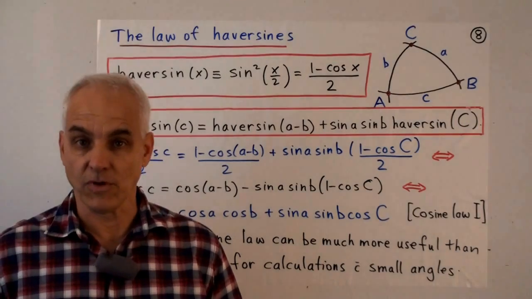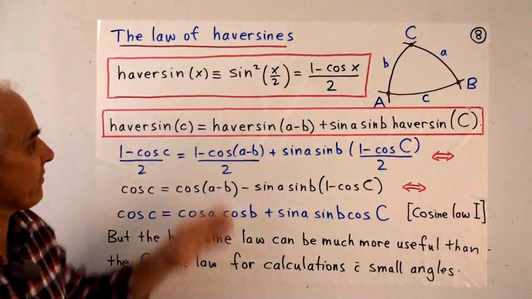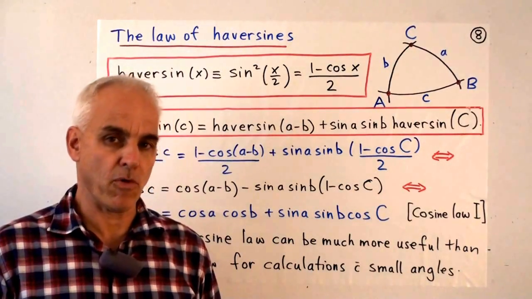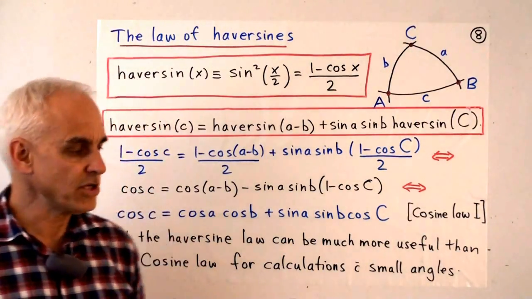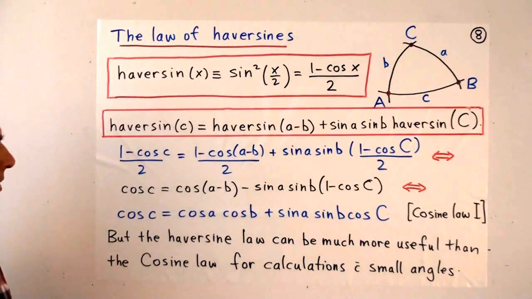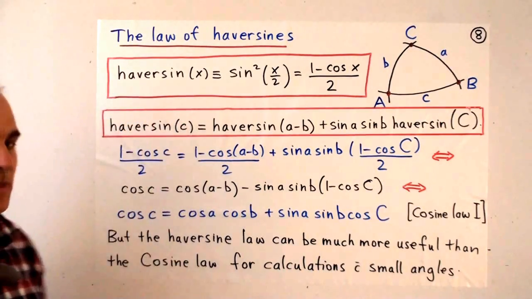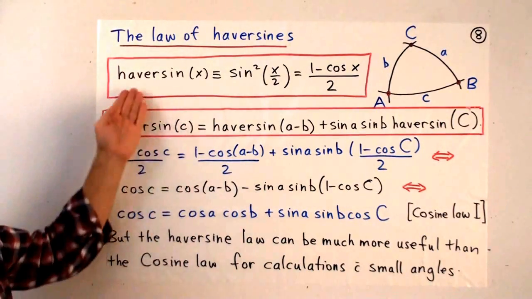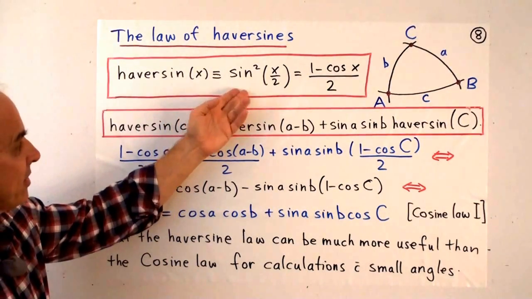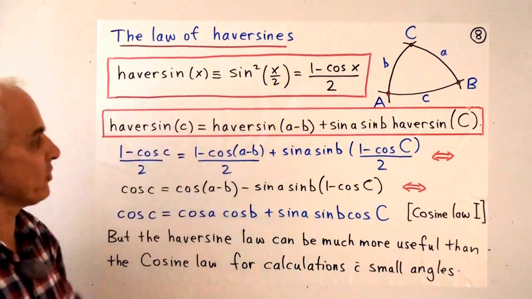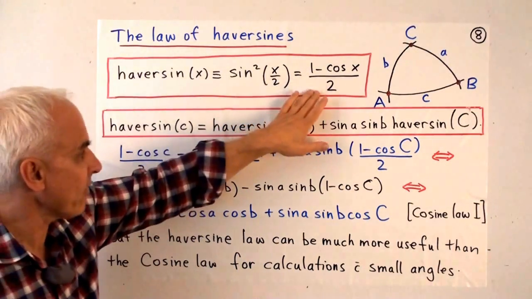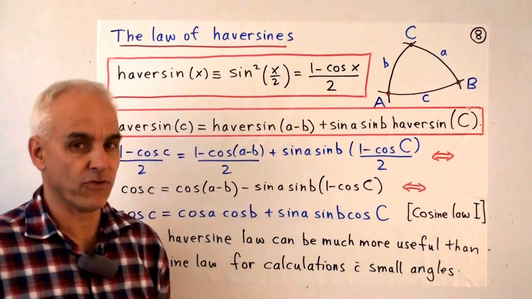Here's another rather useful law called the law of Haversines. It's some kind of alternate form or variant of the cosine law, which is often in practice more useful than the cosine law, as it turns out. It involves a rather unfamiliar circular function called the Haversine function. And it's defined in terms of, say, haversine of x is sine squared of x over 2. Or using a trigonometric identity, one can also rewrite that as 1 minus cos x over 2.